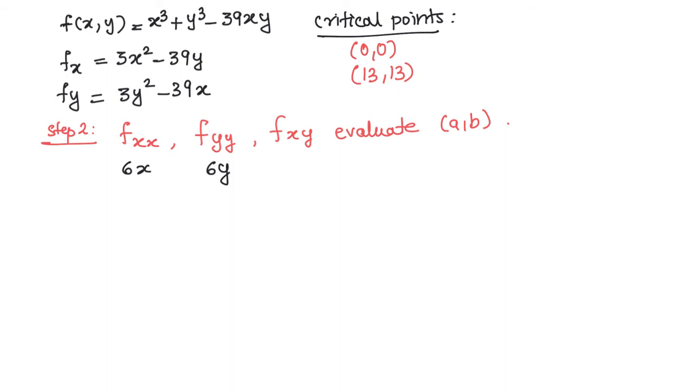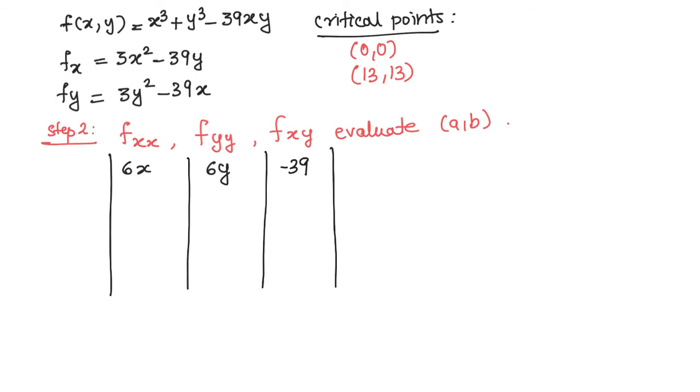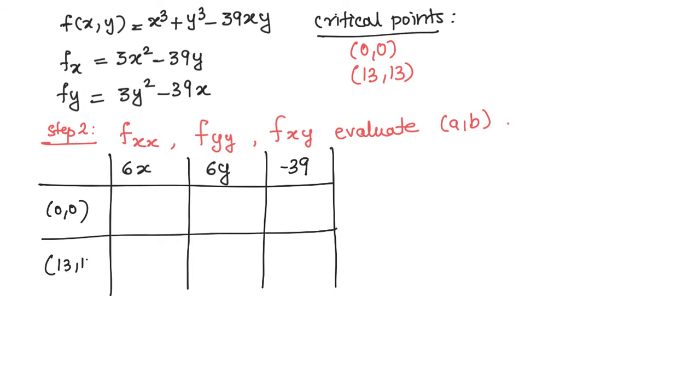And the third one, we need to take the second partial derivative of this one with respect to y. That means we are treating x as a constant. So this will become 0 when you take the derivative, and derivative of this one will be negative 39. After taking the second partial derivatives, we need to evaluate at the critical points. So at critical point 0, 0 and at critical point 13, 13.